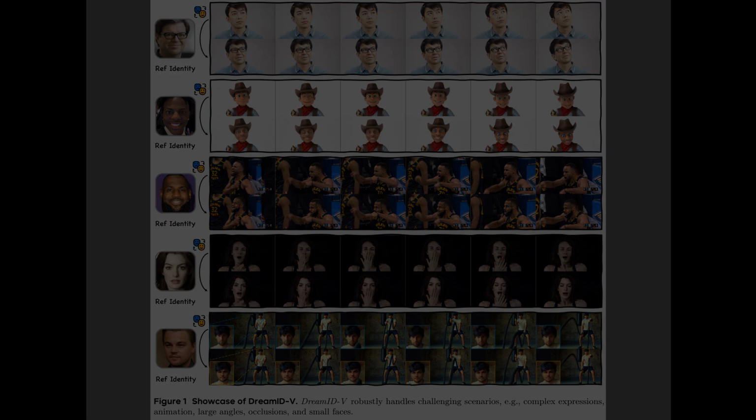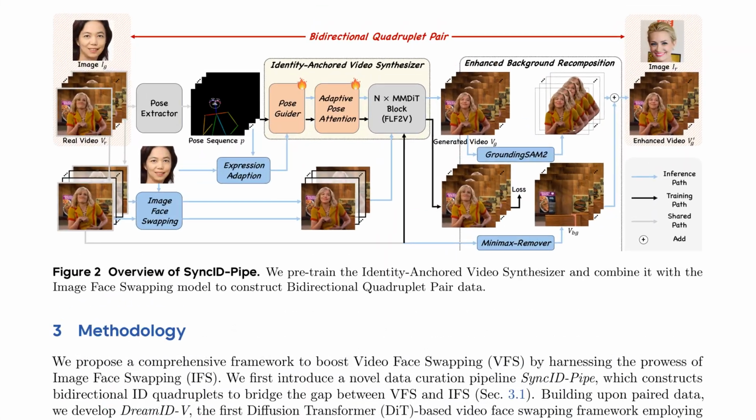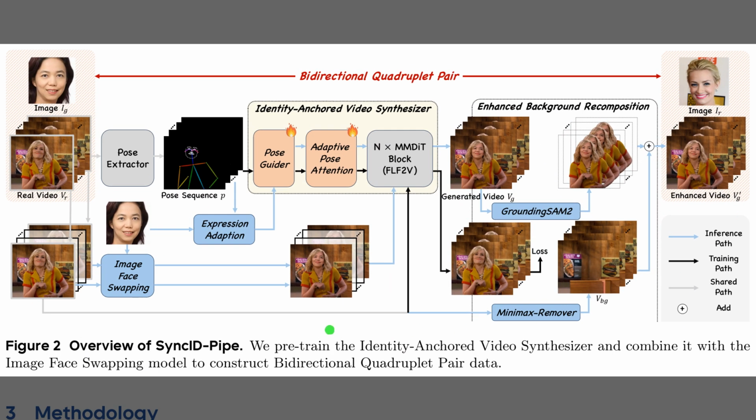Figure 2 outlines SyncID Pipe, the data pipeline designed to solve the shortage of paired training examples. On the left, the system takes a source image and a target video to extract pose sequences. In the center, the identity-anchored video synthesizer uses this information to generate a new video that swaps the identity while keeping the original motion. Finally, the right side shows an enhanced background recomposition step, which polishes the output to ensure high-quality training data.